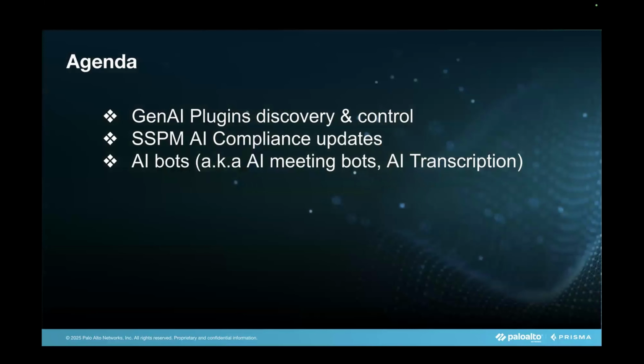Thanks, Himani. So in this session, we're going to focus on three things. One is how do we discover GenAI plugins in your environment, and how do we provide visibility into those plugins? What level of security risks they have, and how do we provide control so that you can manage and allow the usage of GenAI plugins in a controlled manner? And then the second update is around AI compliance updates for our SSPM solution. We've been having this compliance mapping for a while. Now we have added additional AI-related compliance, especially in Europe and NIST ones.